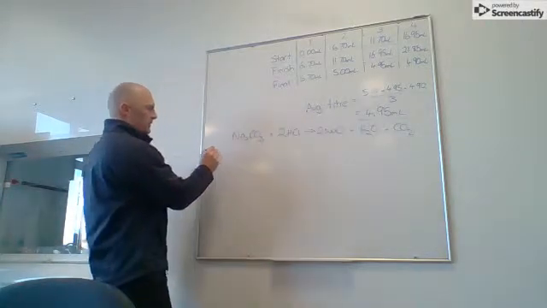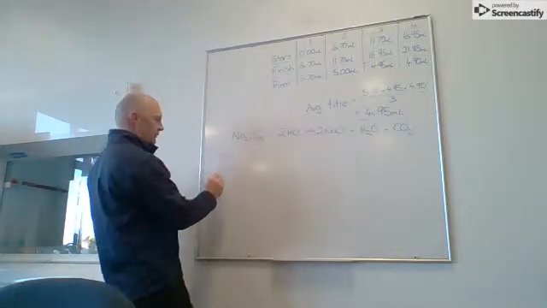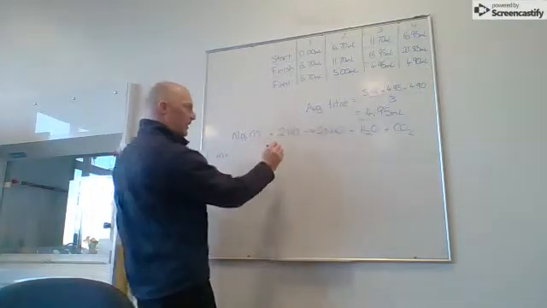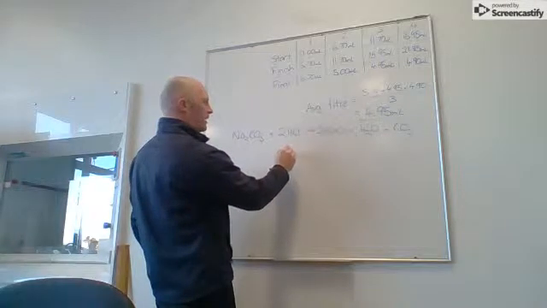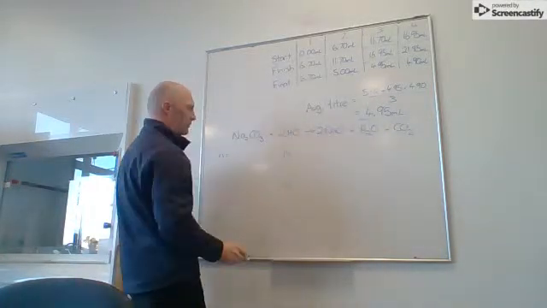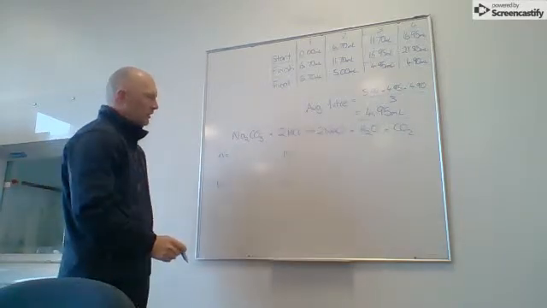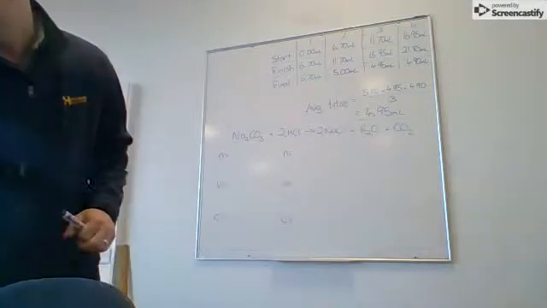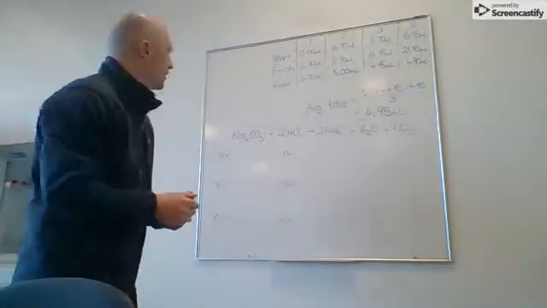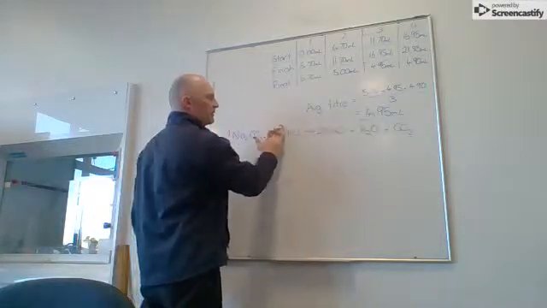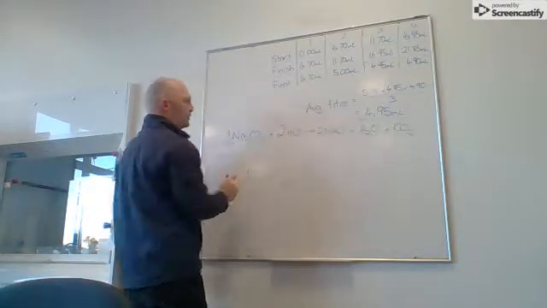The way I do it is I write n equals, V equals, C equals, and for the hydrochloric acid, n equals, V equals, C equals. Okay, what do we know? Well, we can see that the mole ratio is 1 to 2.